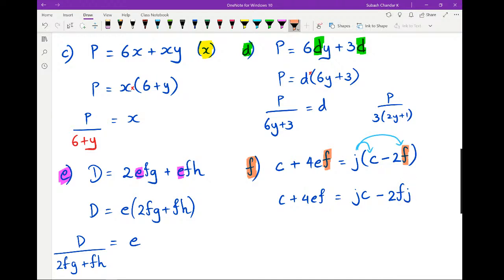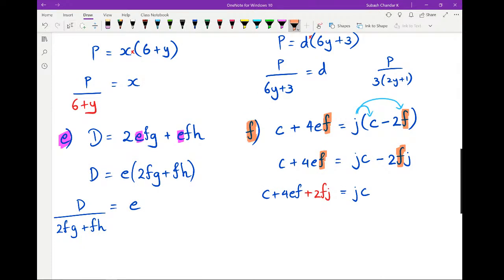Once again, if you have a look, we've got f on the left hand side, we've got f on the right hand side. So we want to bring both of those f's together on the left hand side. So we're going to write c plus 4ef. Now because it's minus 2fj, when it comes to the other side, it'll become plus 2fj, and this is now equal to jc.